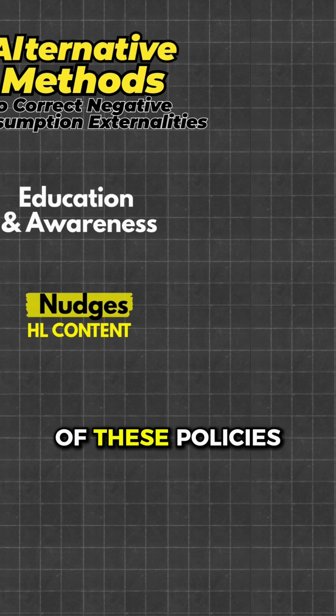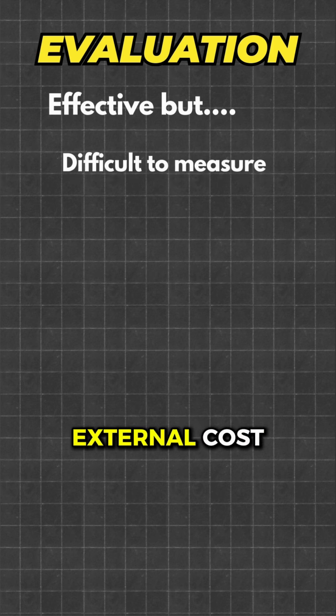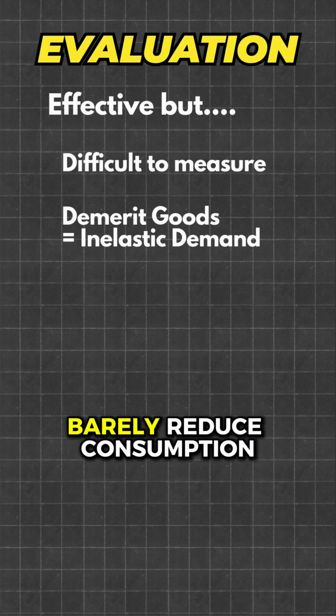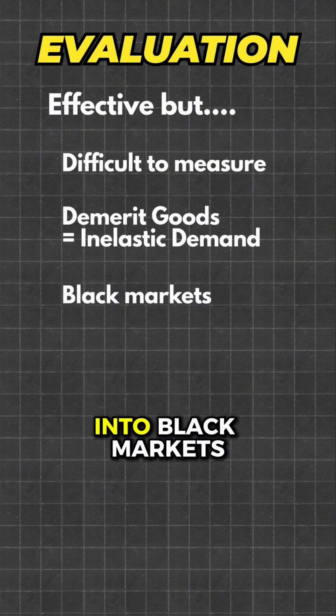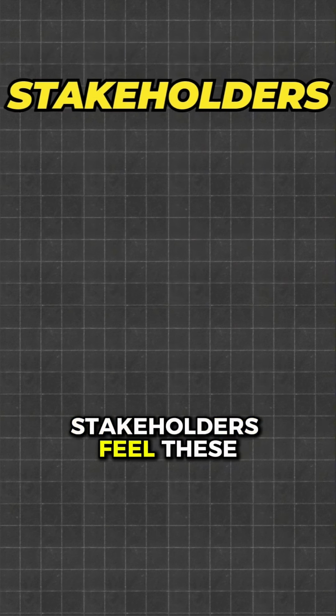Of course, none of these policies are perfect. It is incredibly difficult to measure the exact size of the external cost, which means governments struggle to set the correct tax level. Demerit goods often have inelastic demand, so even very high taxes may barely reduce consumption. Regulation can backfire by pushing activity into black markets, and education can take years to have an impact. Stakeholders feel these effects differently.